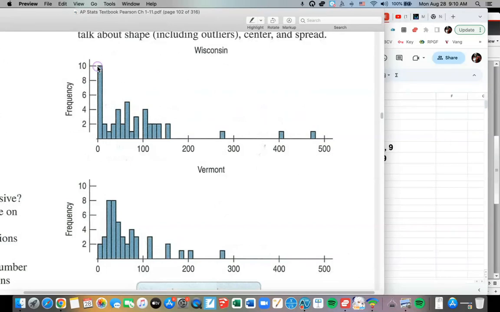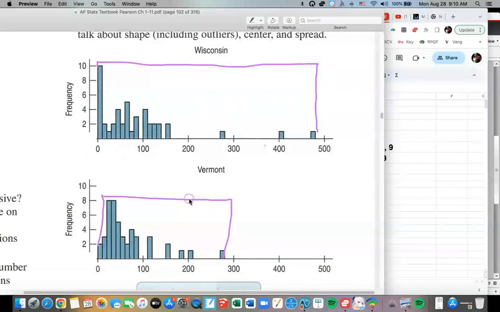The IQR or maybe the range. I'll do both, but the range of this is, you can see, quite a bit larger than the range of this one, right? So that would be something you want to talk about. The range for Wisconsin campsites is like 480, while the range for the Vermont campsites is like 280. So the Wisconsin campsites is larger, right? Something like that.